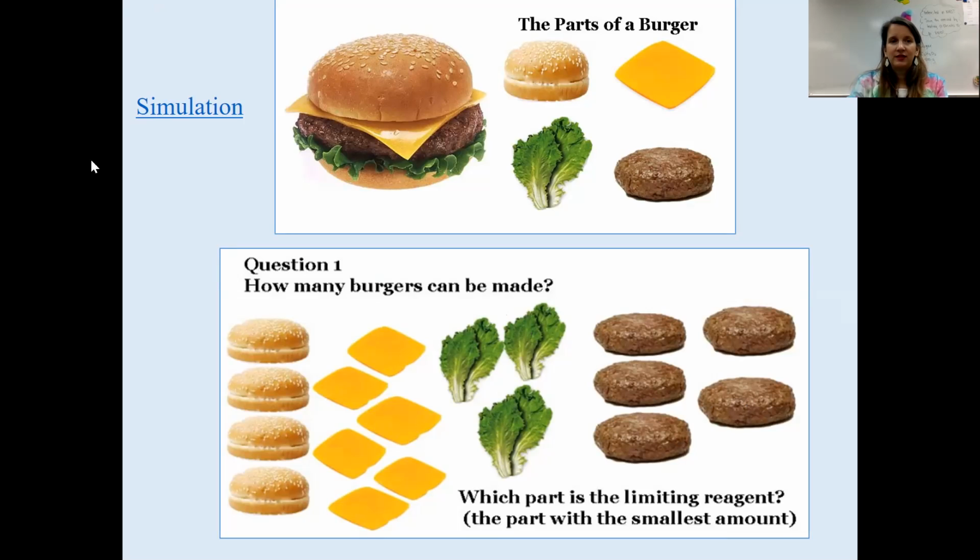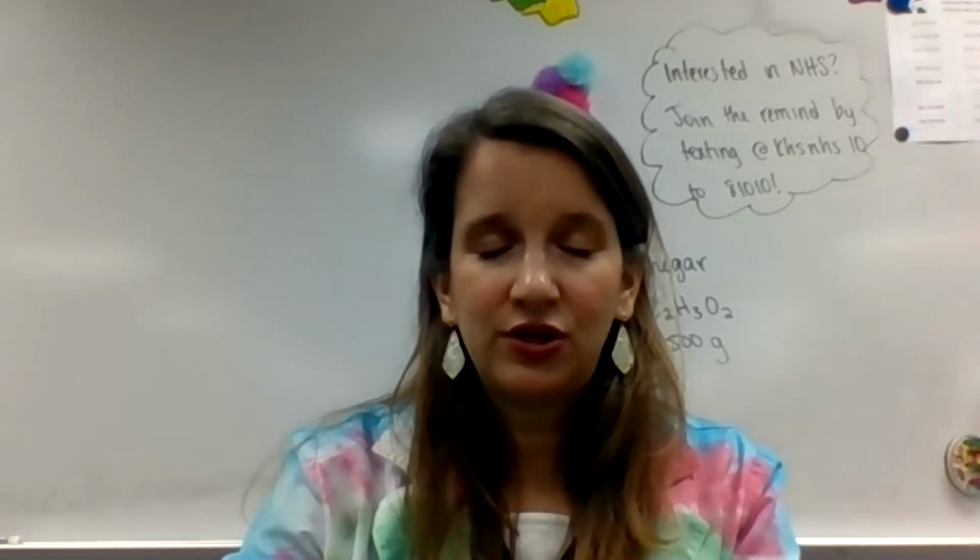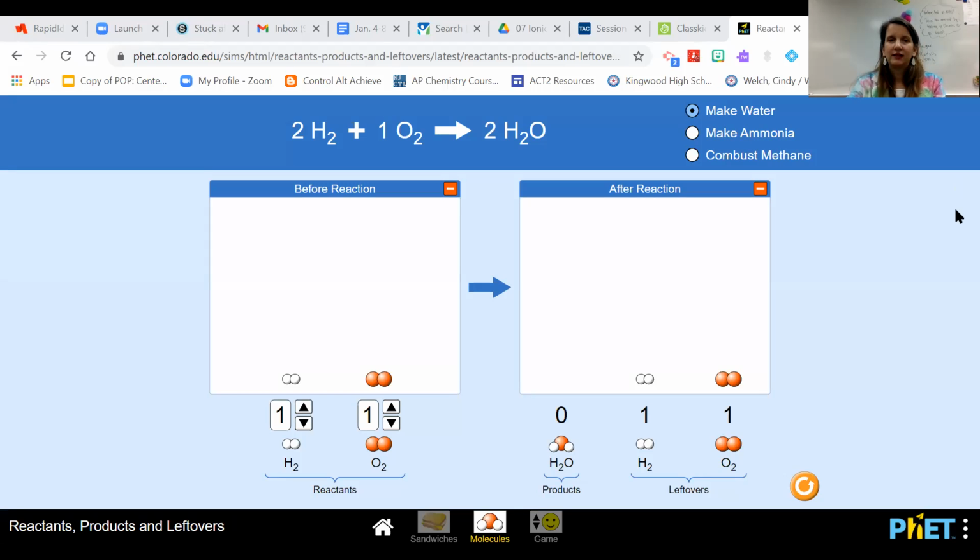I'm going to share with you this simulation, and if you want to play with it on your own later, feel free to. Here it is. Okay, so this is a little PhET simulation if you want to do some practice with limiting and excess reactants conceptually, not mathematically. This one is really good because right now it is telling us that we have 1 hydrogen molecule and 1 oxygen molecule. But that's not enough to make water yet.